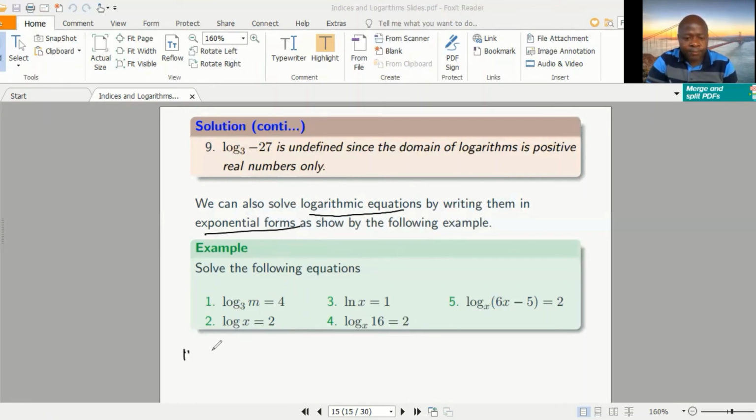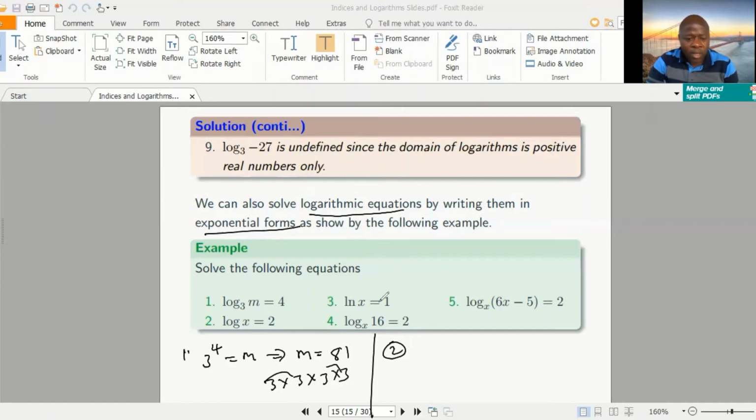Number 1, just write this in index form. It will be 3 raised to 4 is m. That means that m is what? 3 raised to 4 is it 81? Just 3 times 3 times 3 times 3. The first is 9, then that'll be 81. So I found that m is 81 for question 1.